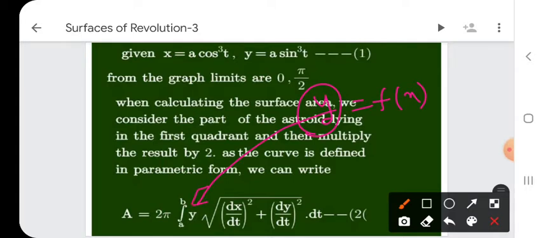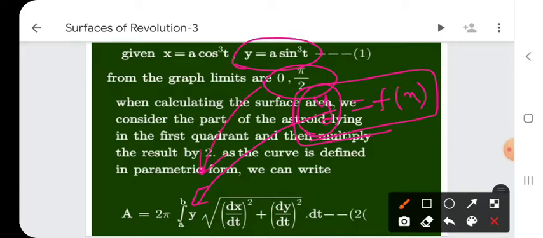Is it clear? The surface area of the given solid in parametric form, revolving about the x-axis, is the integral a to b of 2 pi f of x root of (dx by dt) whole square plus (dy by dt) whole square dt. Here instead of f of x I write y, since y equals f of x. From equation number 1 we know the value of y, and from the graph we know the limit values 0 to pi by 2.